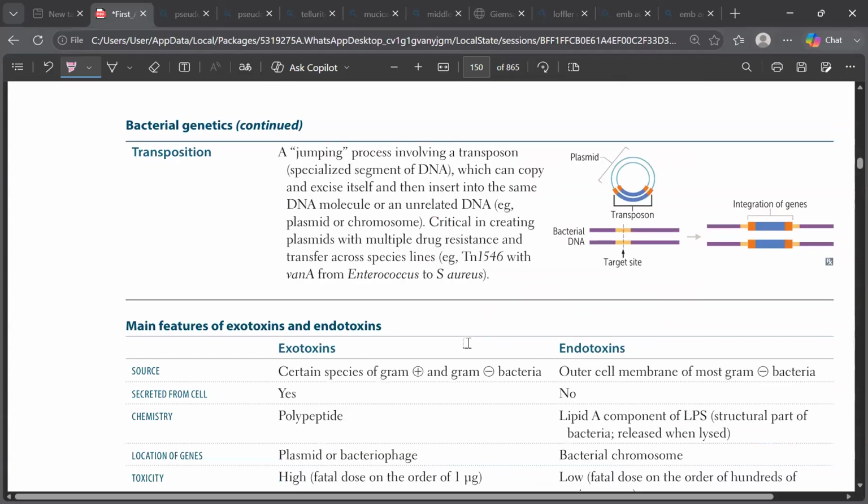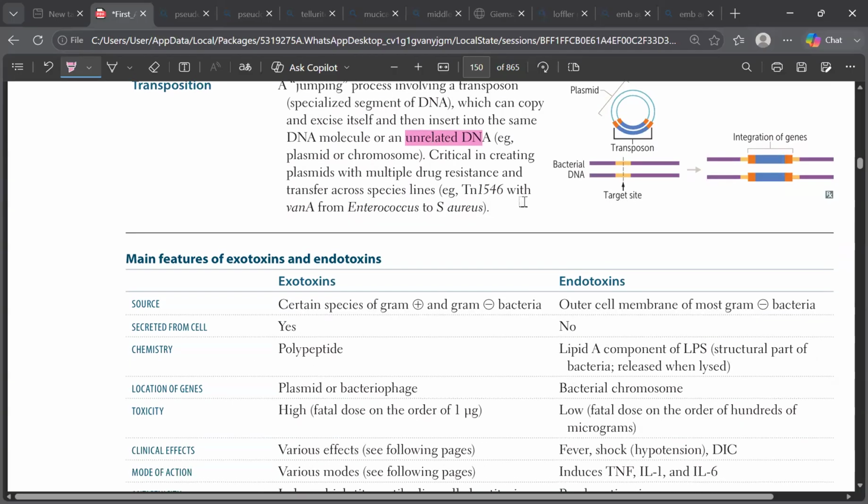Then we have transposition. This is a plasmid that has a portion which is known as the transposon. And the bacterial DNA has a target site. And at this target site, this transposon comes, this part, and attaches and causes integration of genes. So transposition is a jumping process involving a transposon, which is a specialized segment of DNA which can copy and excise itself and then insert into the same DNA molecule or an unrelated DNA, for example, plasmid or chromosome, critical in creating plasmids with multiple drug resistance and transfer across species line.